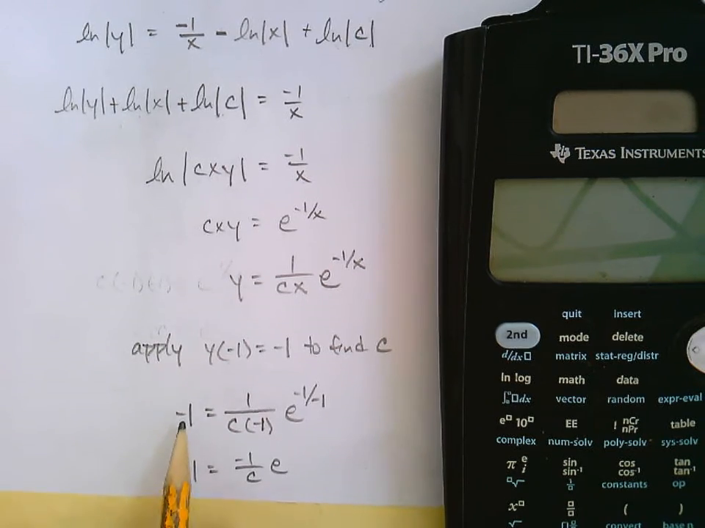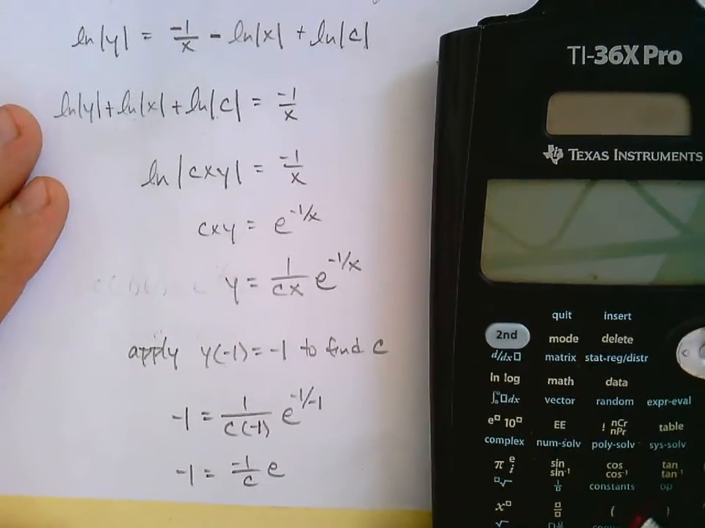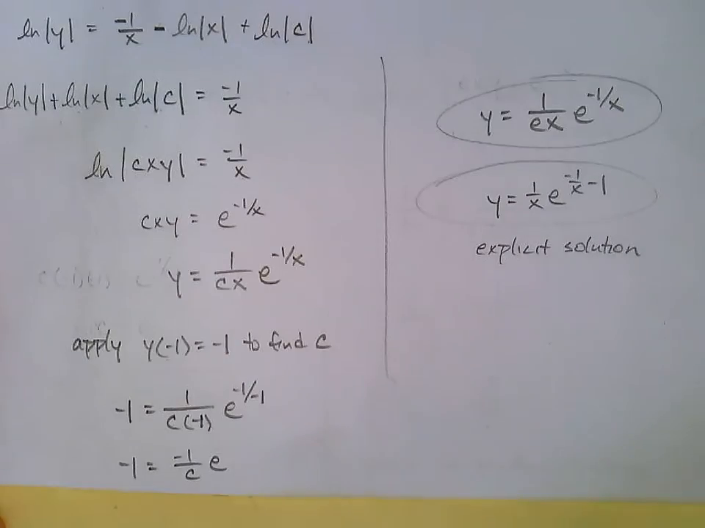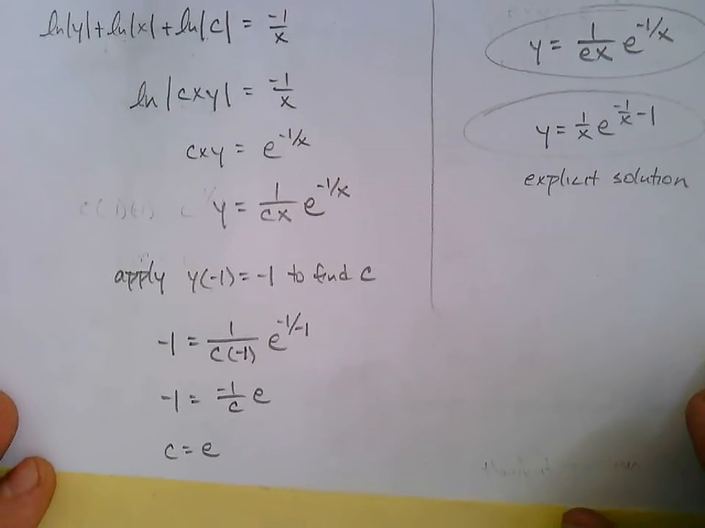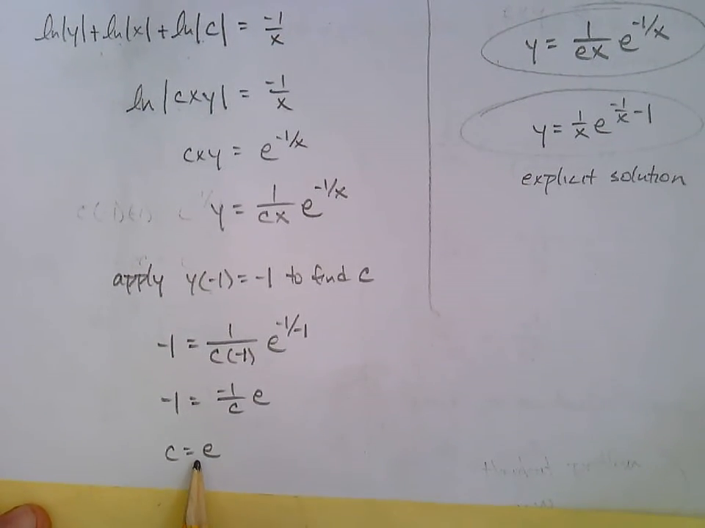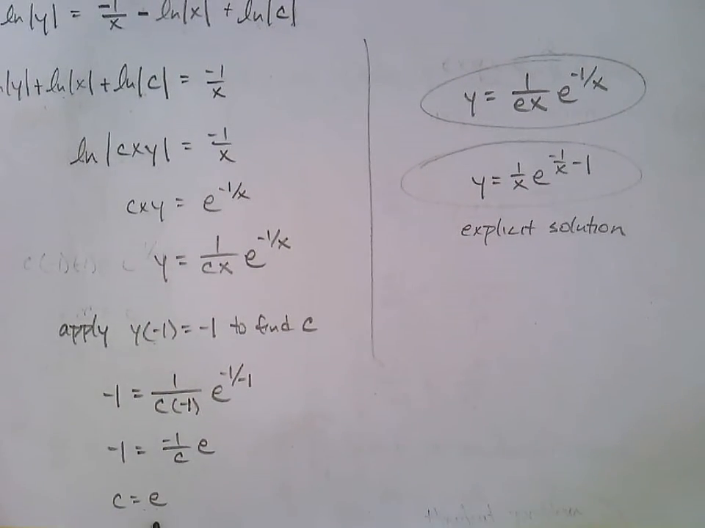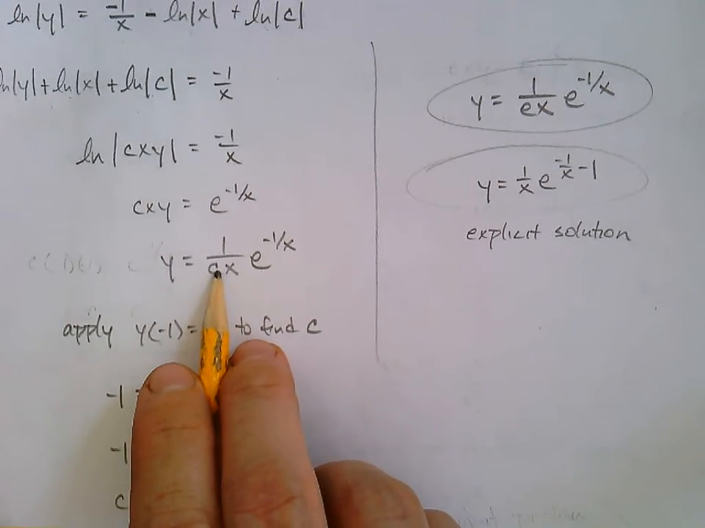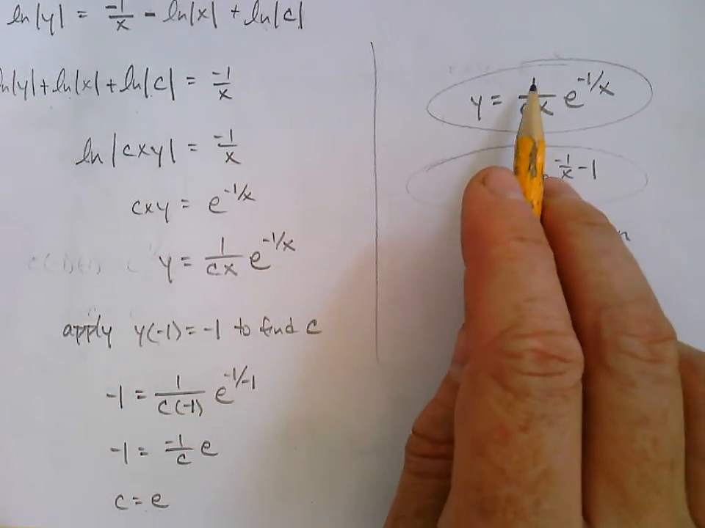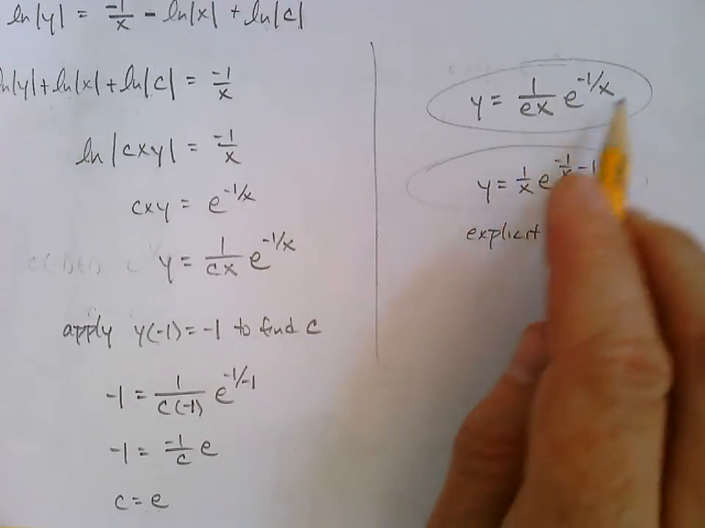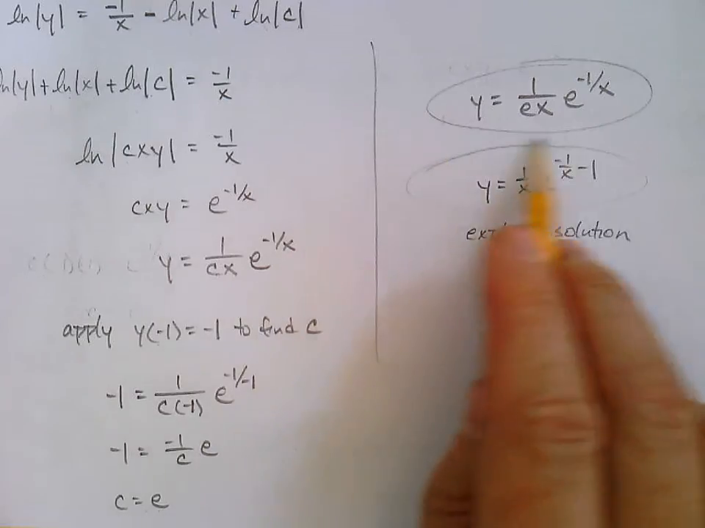And if we clean it up a bit, okay, negative 1, this is negative 1 over c, e to the first. Oh, my mistake. One last line. So what does c equal? Well, the negatives on both sides, and we can multiply the c on this side. So c will just equal e. But we're not done just by finding c. We're going to put that back into our explicit solution right here. y equals 1 over ex, e to the negative 1 over x. There's our explicit solution, and we solved the IVP.